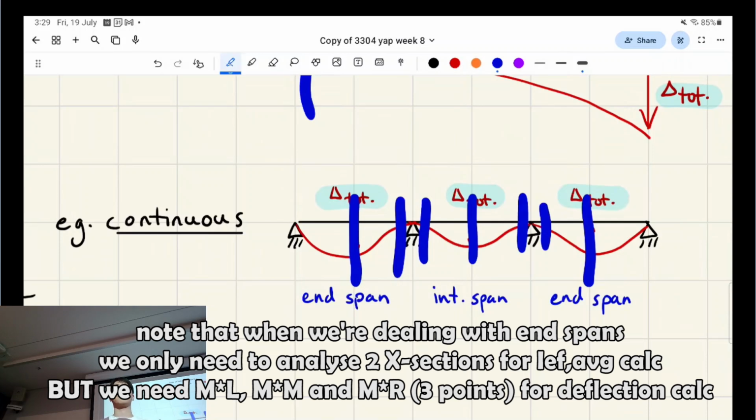Isn't it? Okay. I know what you're going to say. You're going to say these are the same. Sometimes they are, sometimes it can be different. So both left and right, and then also in the middle.